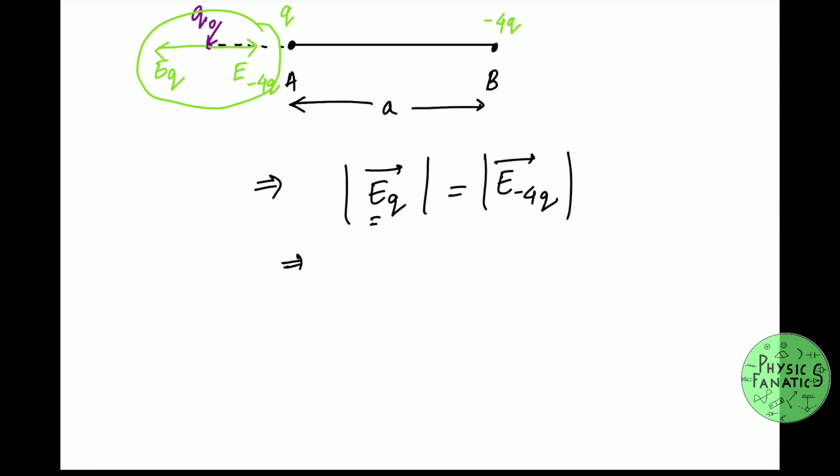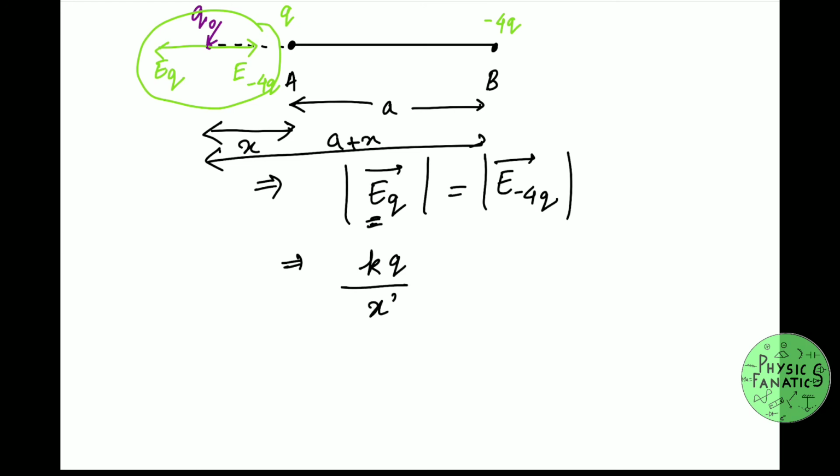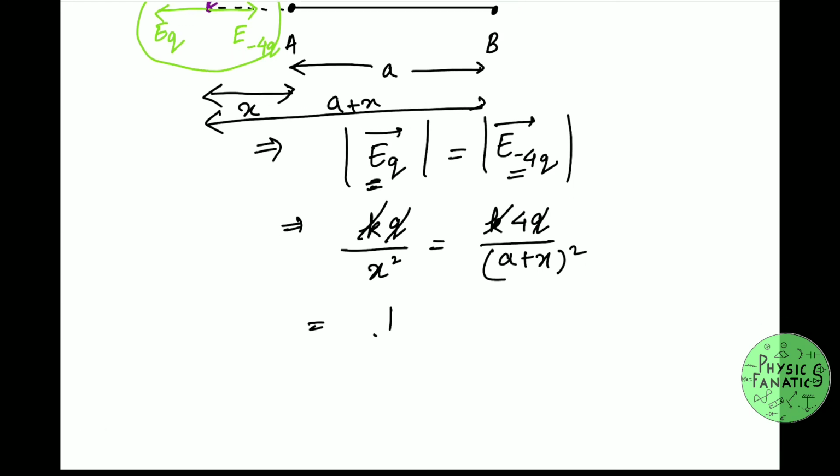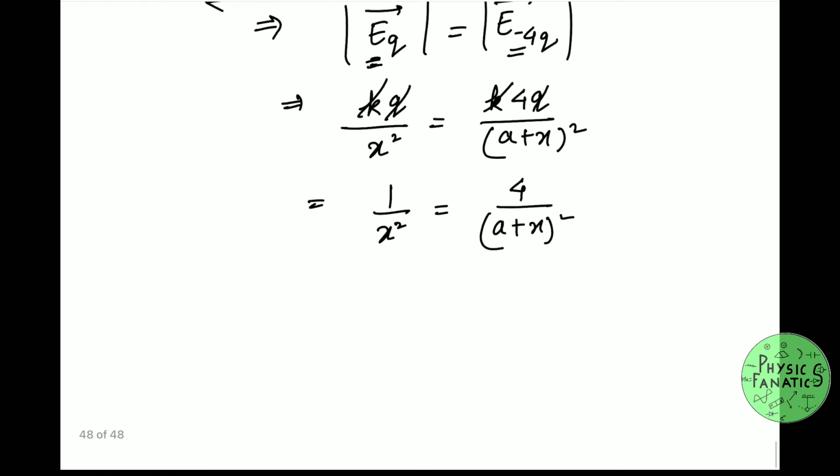Electric field because of q is actually some distance x away from it, and because of 4q, it is a plus x distance away. So when I talk about q, you can write k q upon x square, and when I talk about 4q, you will write k 4q upon a plus x whole square. Cancel out the k's, cancel out the q's, and you will be left with 1 upon x square is equal to 4 upon a plus x whole square. Take the square root on both sides.